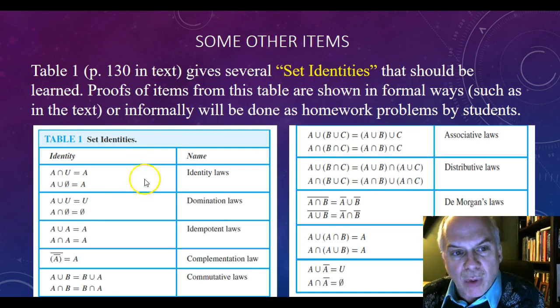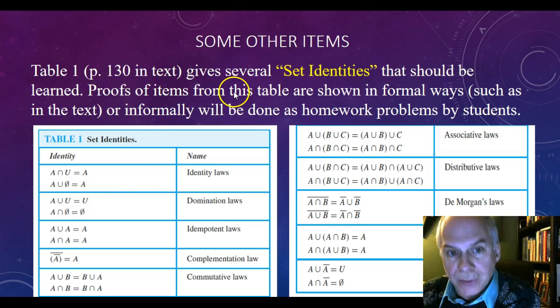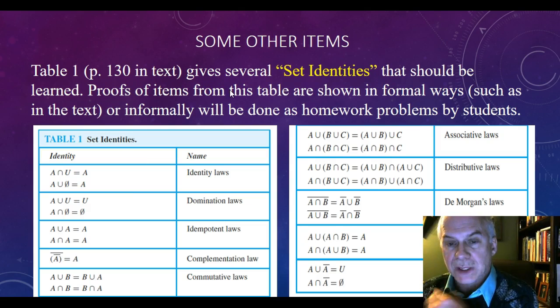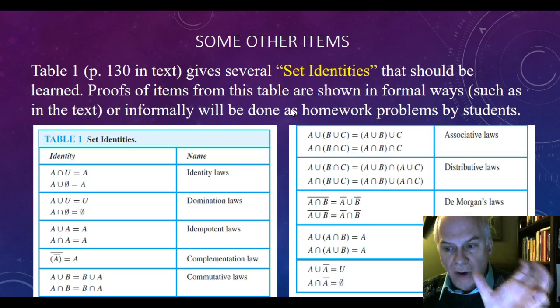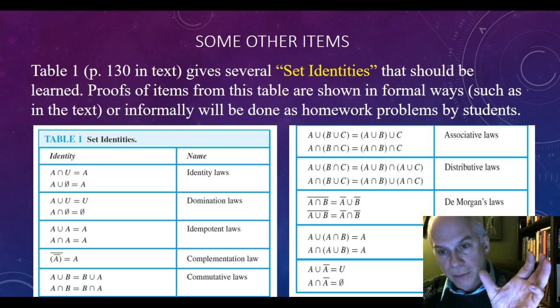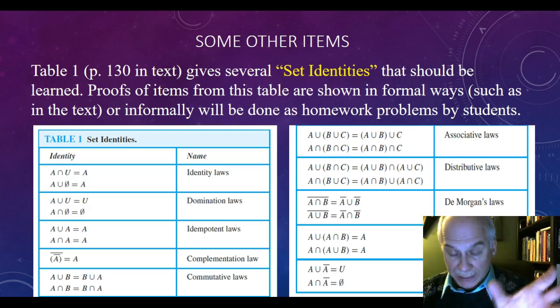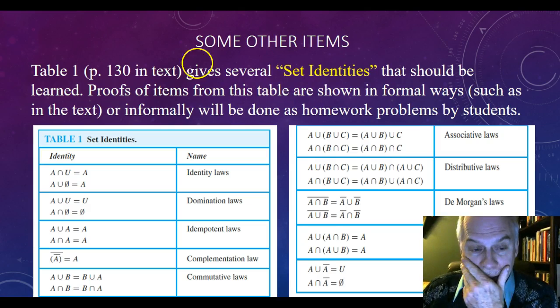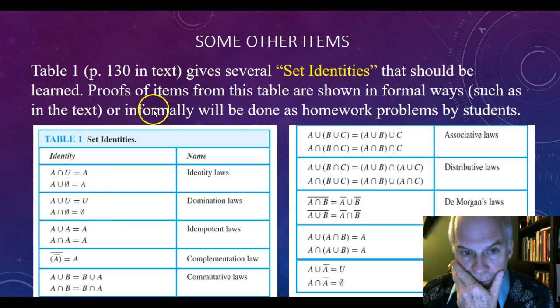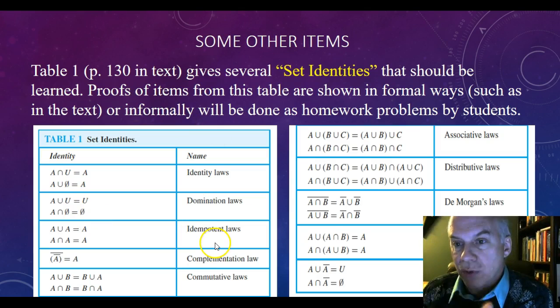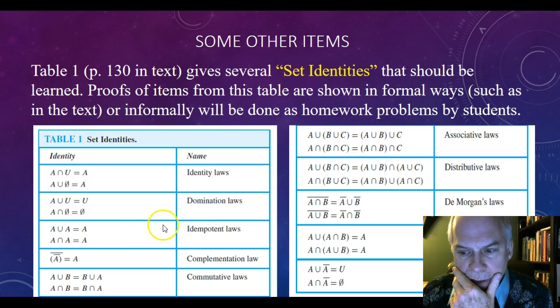And all right, now some other items. Table 1 on page 130 in the textbook gives several set identities. Identities are things that are always true. So they're basically axioms or facts that you can use. But you should be able to understand these and use these. Proofs of items from these tables are shown in some formal ways, such as in the text, or informally will be done as homework problems by students.